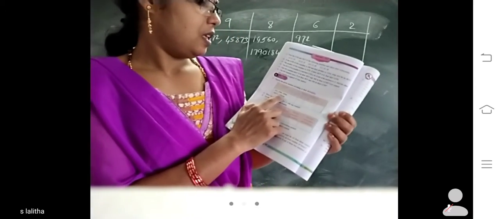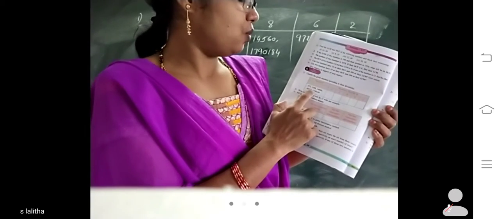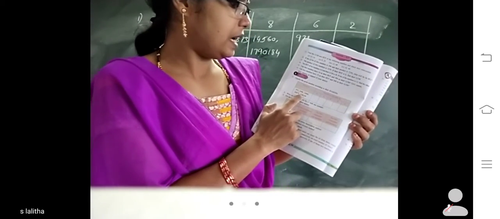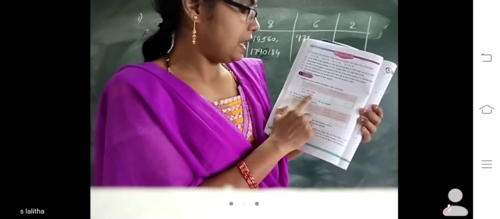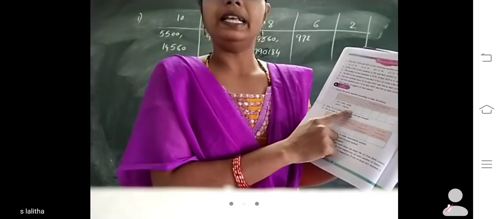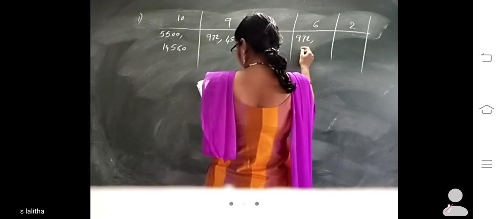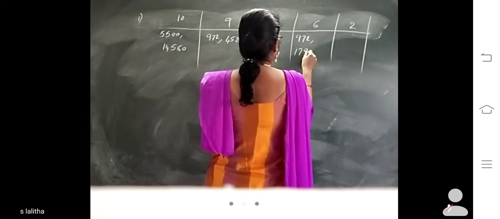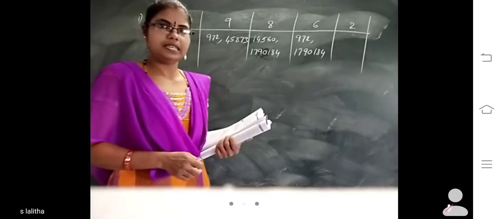Next, the last digit is 4. It is divisible by 2. Sum of the digits: 1 plus 7, 8. 8 plus 9, 17. 17 plus 1, 18. 18 plus 8, 26. 26 plus 4, 30. 30 is divisible by 3. So these two numbers are divisible by 3. So 17 lakhs 19,184 is divisible by 6.